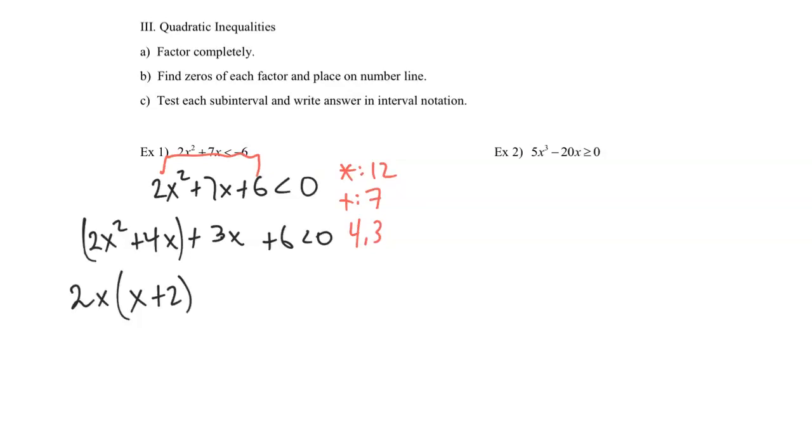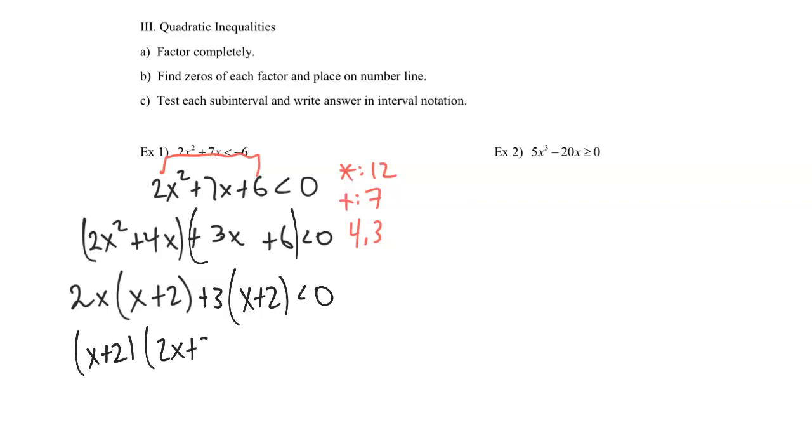You can always double check yourself just by re-multiplying here to make sure that you end up with what you started with. Okay, with the next two terms, what can we factor out? Well, they both have a 3 in common, and more specifically a positive 3, and that's again going to leave us with x plus 2, which is going to be less than 0. And so now factoring this, we're going to have x plus 2 and 2x plus 3, which is less than 0.